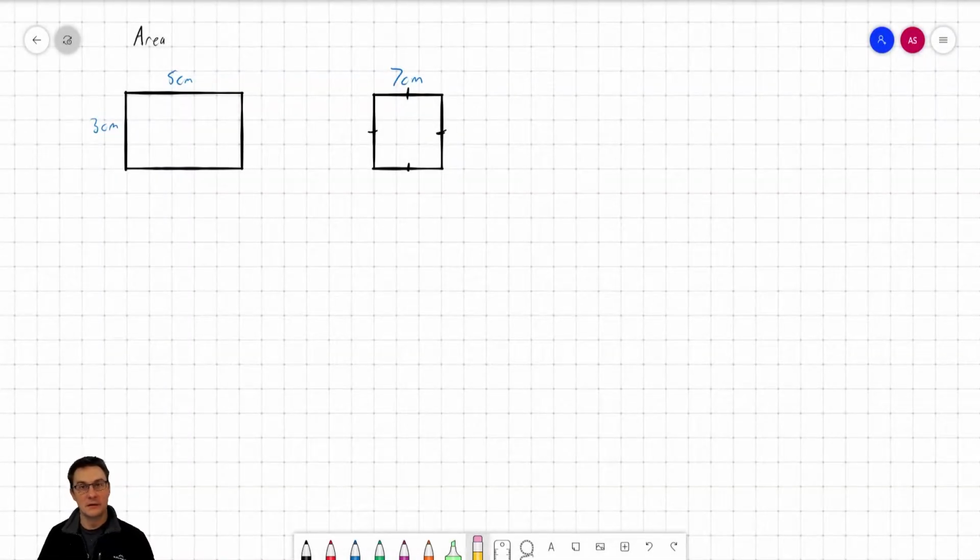Hey, amazing people. What we're going to do today is look at the area of shapes. Particularly, we're going to look at a rectangle and a square as we go about this. Now, here we've got two examples which we want to find the area of. The first of these is a rectangle.